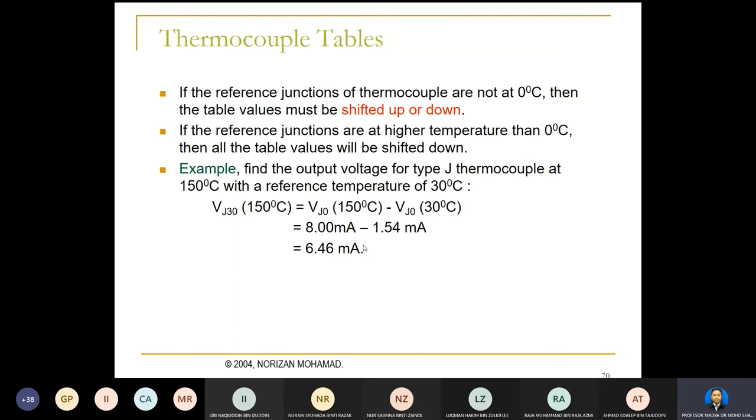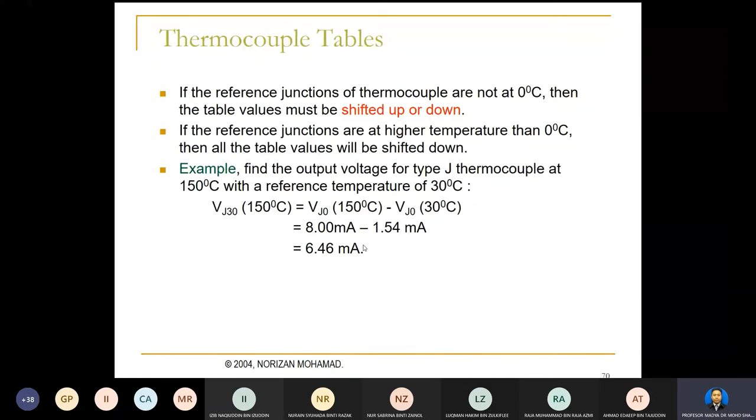Maybe after this we go for an example. When the reference junction of the thermocouple is not at zero Celsius, then the table values must be shifted, up or down. When the reference junction is at a higher temperature than zero Celsius, then all the table values must be shifted down.